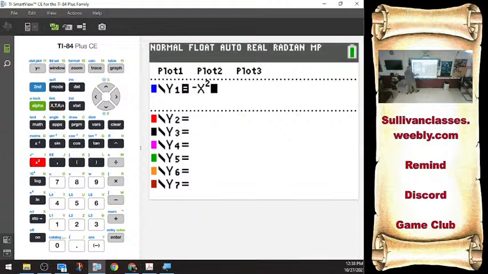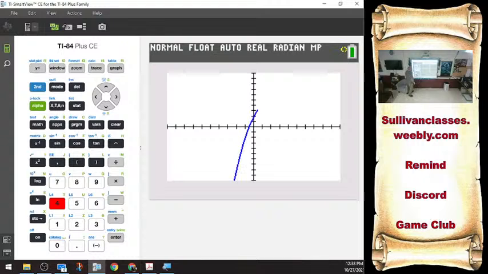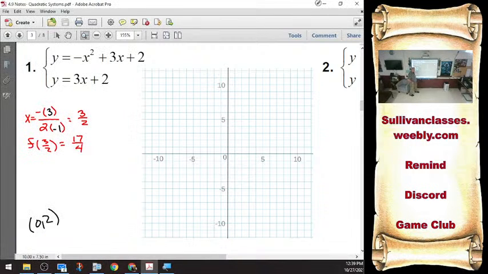Negative x squared plus 3x plus 2. Second, calculate a maximum because it opens downward. Somewhere between there and 6. 3/2, 17/4. Yep. Okay. So 1/2 and 1, 2, 3, 4, 17/4.